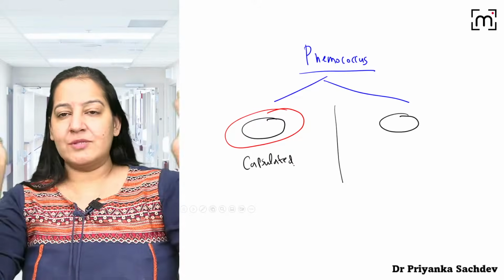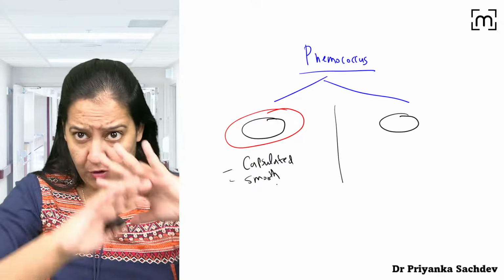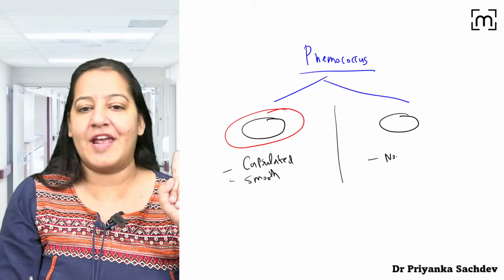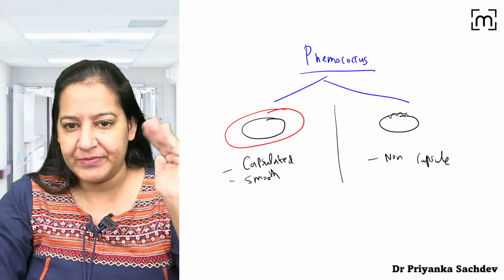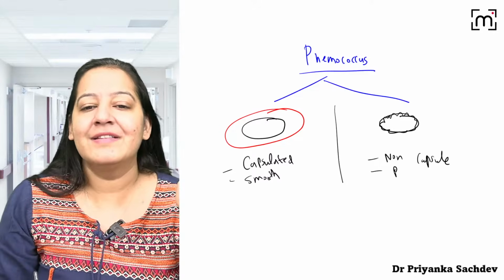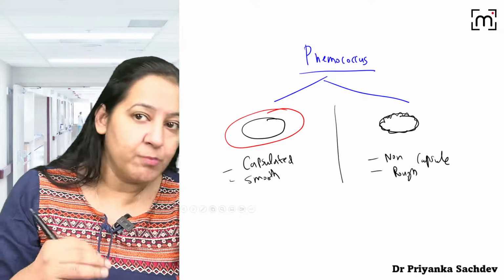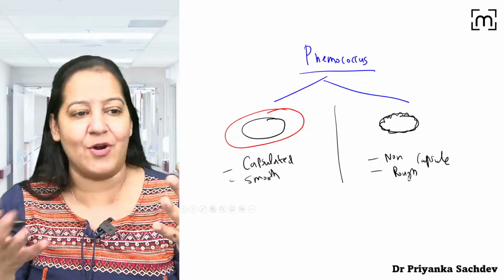Since the capsule forms a covering, it is known as the smooth one. It is smooth from above. And the second one is non-capsulated. It doesn't have any capsule above it, so it is rough. It is very rough in appearance. It is not smooth, it doesn't have any covering. This one is known as the rough form. So smooth pneumococcus and rough pneumococcus, that is, capsulated and non-capsulated.